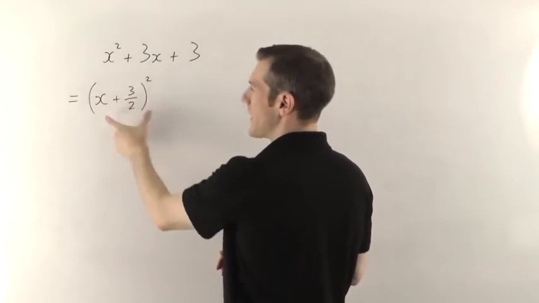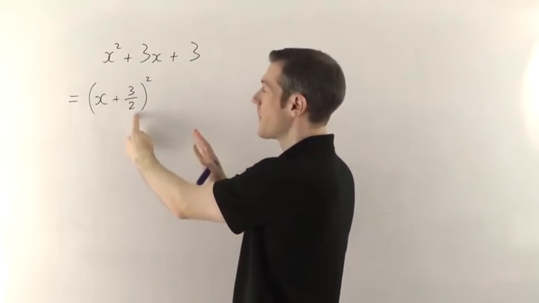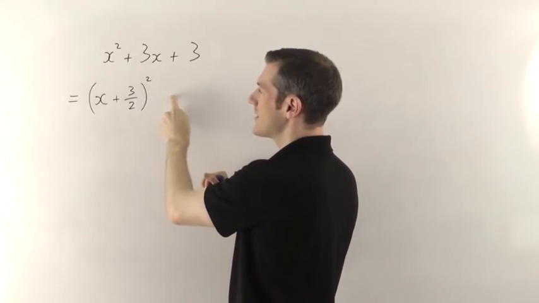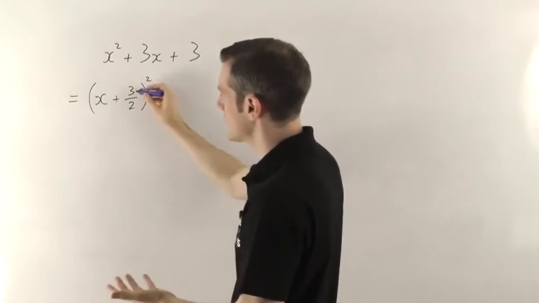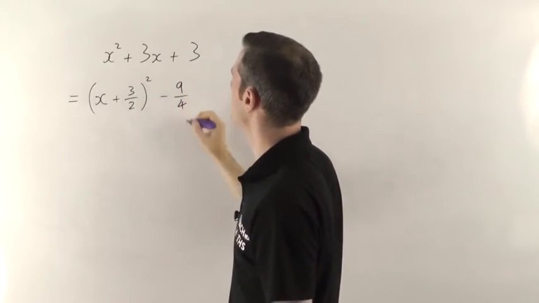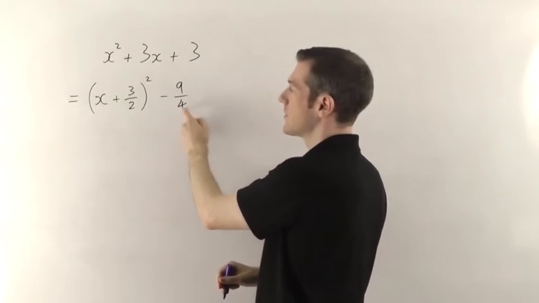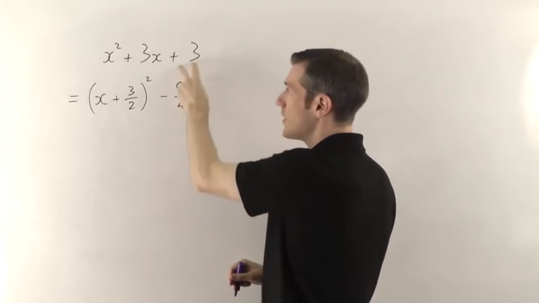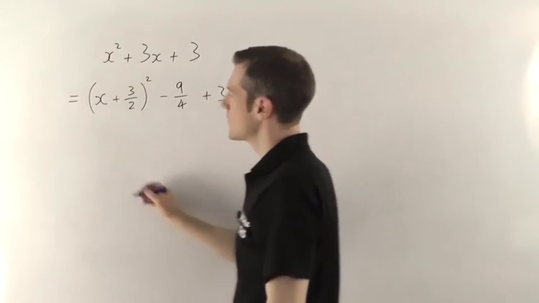Now, when we do the expansion of this, we're going to get that thing squared popping out the end, which we don't want. So we need to subtract off the end here, whatever 3 over 2 squared is. If you're squaring a fraction, you just square the top, square the bottom. So we need to subtract 9 over 4. 3 squared is 9, 2 squared is 4. So we subtract 9 over 4. Don't forget to put your +3 on the end. And then we just work out what we've got.